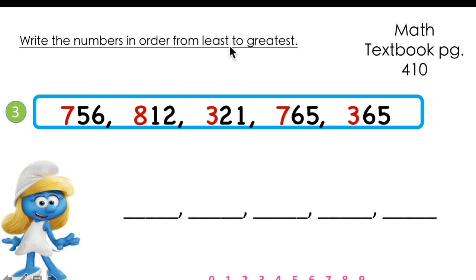Number 3. Read carefully. We're going to order the numbers from least to greatest, from smallest to greatest. I already highlighted the numbers in the hundreds place for you. So, least to greatest, you can use the line here. Let's start. Which one is the least number? Do we have 0 in the hundreds place? No. Do we have 1? No. Do we have 2? No. Do we have 3? Yes, we do. That will be the least number.